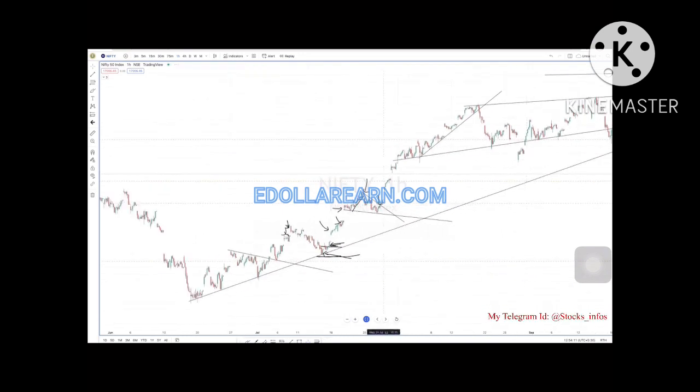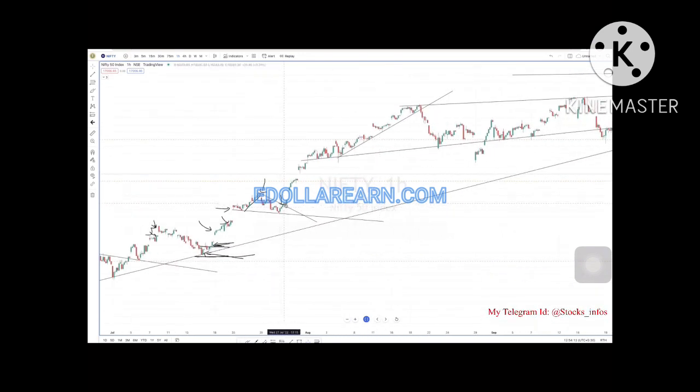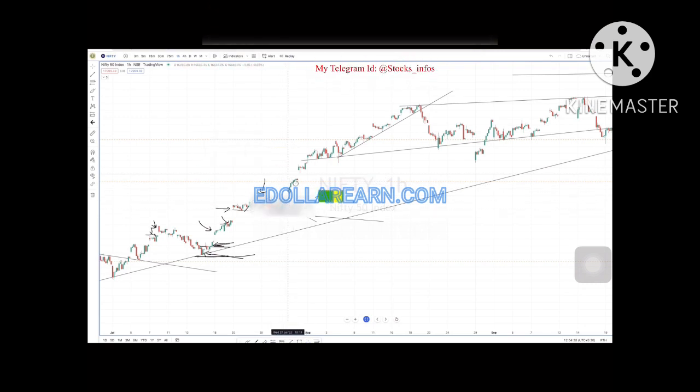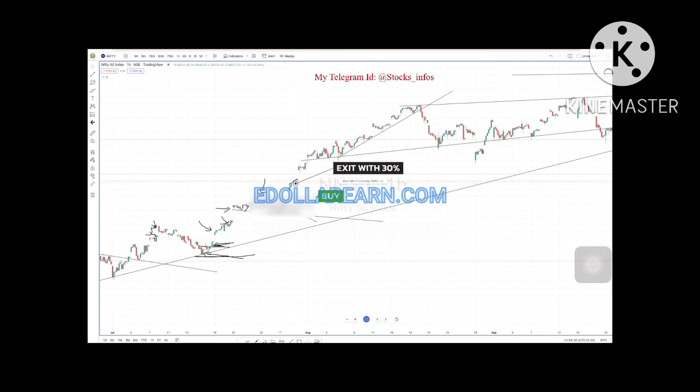So I bought it here. Cool. I was holding, and I think I exited here. So you could do the same. Probably you can exit in partial. Let's say you bought it here. Once it is hitting this area, you can exit like 30%. In the next move, you can exit 30%. In the next move, you can exit 20%.